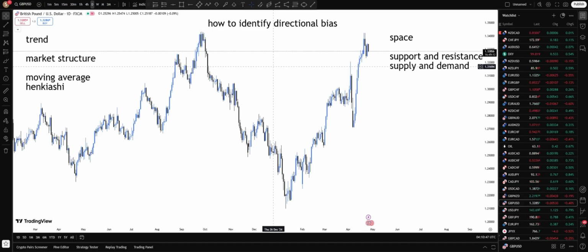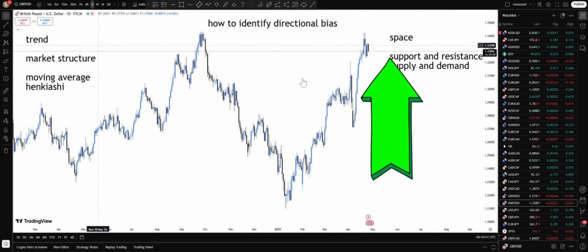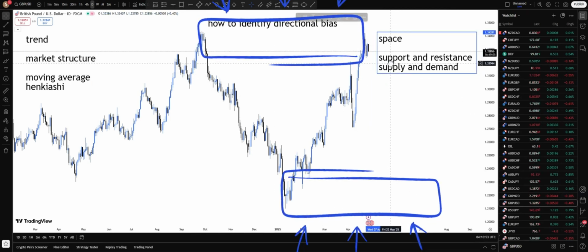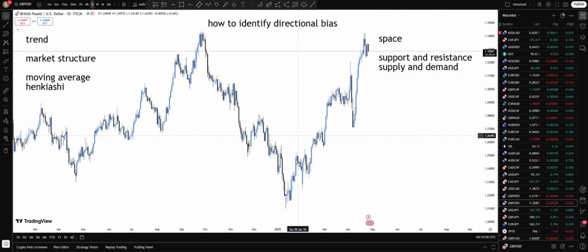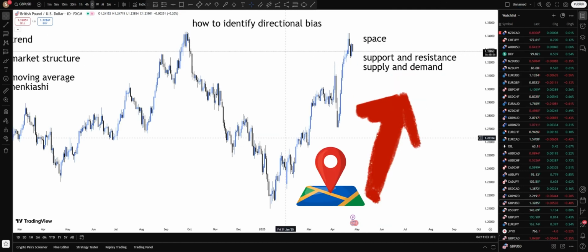Identifying directional buyers has two components. We have trends and we have space. These are the two things I use in identifying my directional buyers. Now when we say directional buyers, that means the direction which we favor to take positions from.